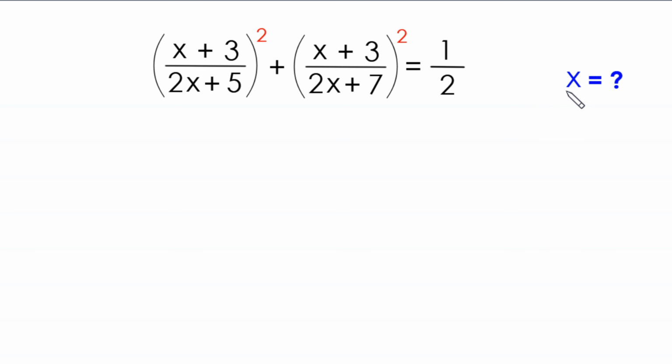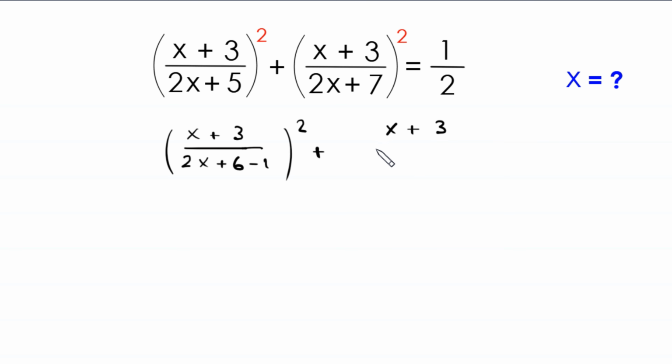So let's start. We can rewrite this equation as (x + 3) divided by this (2x + 5) is the same as 2 times (x + 6) minus 1, whole squared, plus rewrite this expression as (x + 3) divided by this (2x + 7) is the same as 2 times (x + 6) plus 1, whole squared equal to 1/2.